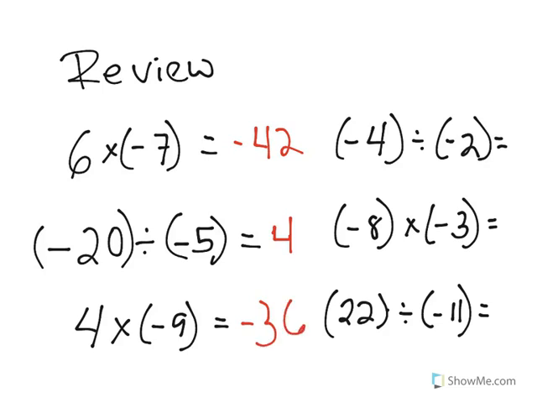Negative 4 divided by negative 2 is positive 2. Negative 8 times negative 3 is positive 24. And finally, 22 divided by negative 11 is negative 2. Okay, I'll leave that up just a second so you can double check.